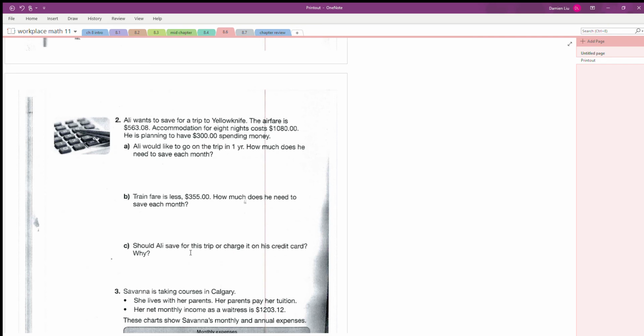And therefore, you could figure out what the total cost would be, and then divide by 12 to find out what he needs to save per month in order to pay off the trip in 12 months, or in 1 year's time.